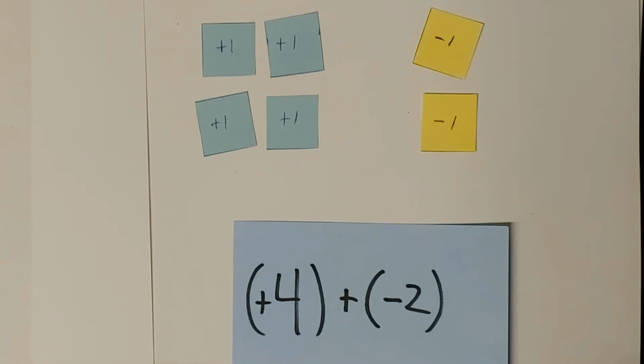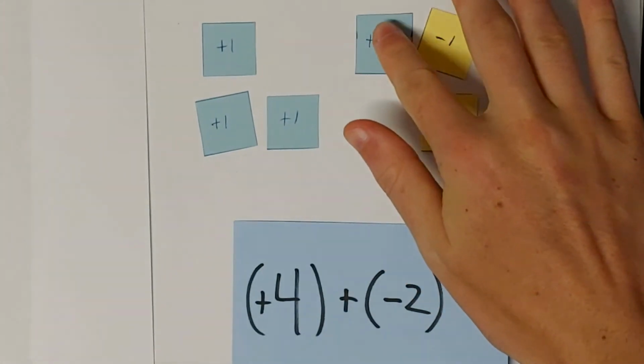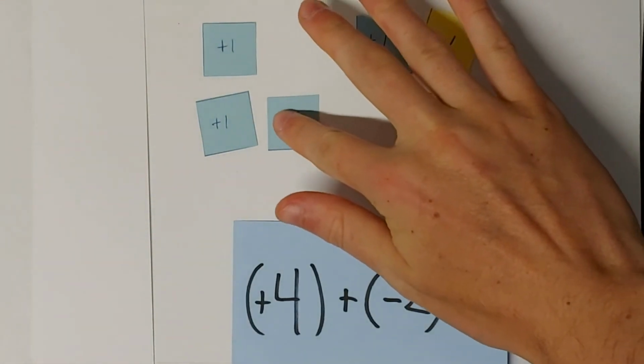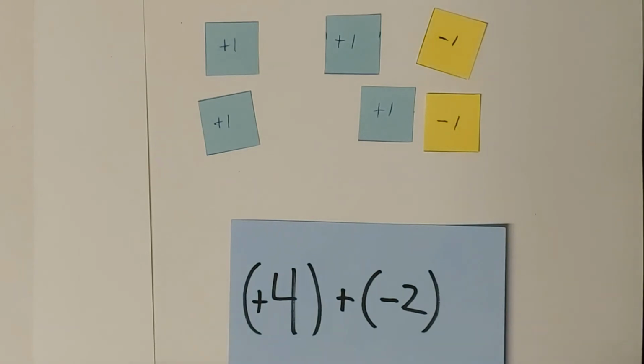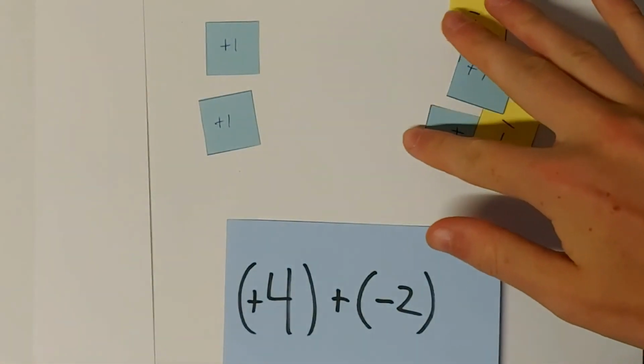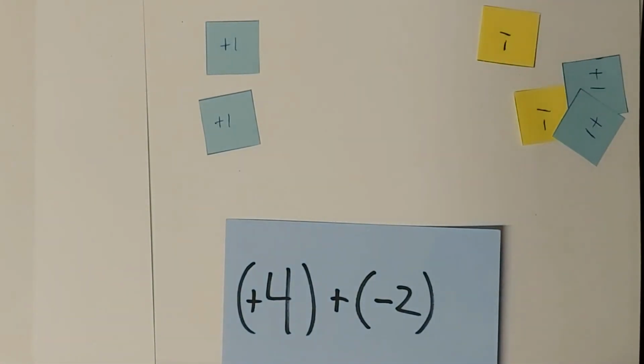Now the way we can think of this is we need to think back to the very beginning. A plus 1 and a minus 1, they will cancel out to equal 0. So we can look at these two right here. They come together, and we can actually remove them all the way over to the side. And what we're left with now is just 2 positive tiles. So 4, and if we add a negative 2, will leave us with 2 positives.